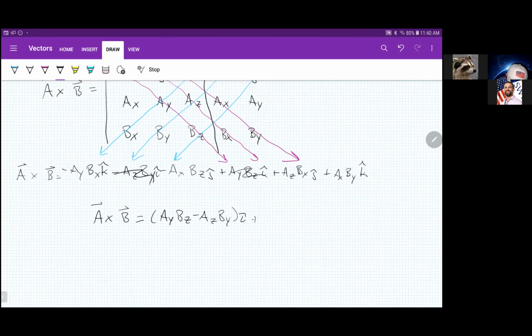And then we would add everything here. So it's going to be J hat AZBX minus AXBZ J hat, plus, so that takes care of the J hat here, the J hat here, and then we have AXBY minus AYBX.